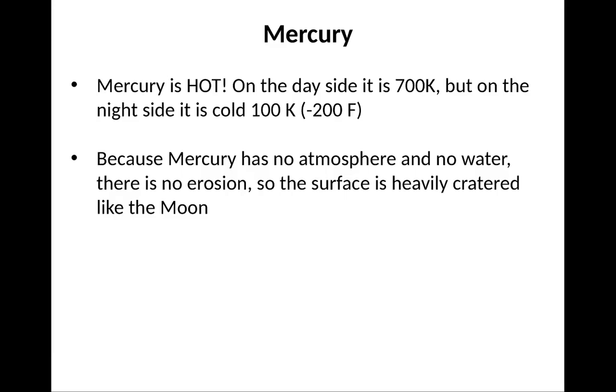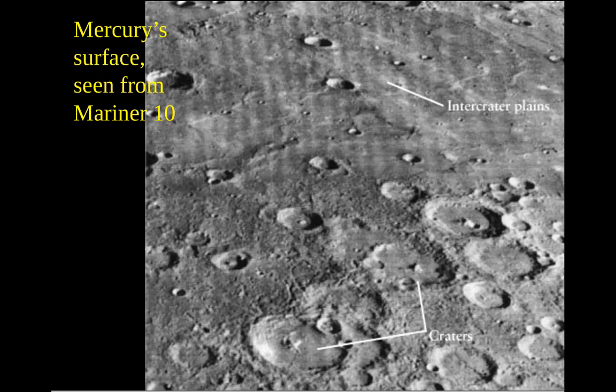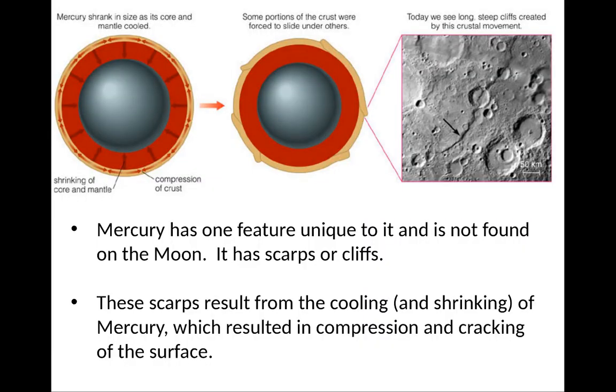Because Mercury has no atmosphere and no water, there's no erosion, and so the surface is heavily cratered like the moon. This is Mercury's surface as seen from the Mariner 10 spacecraft. You can see a bunch of craters there. Mercury also has some features which are unique to it and not found on the moon. It has scarps, or cliffs. So here's an example of a scarp.